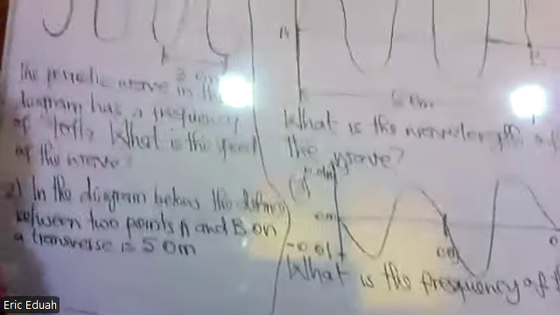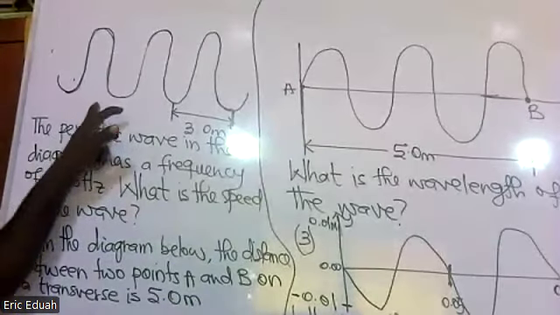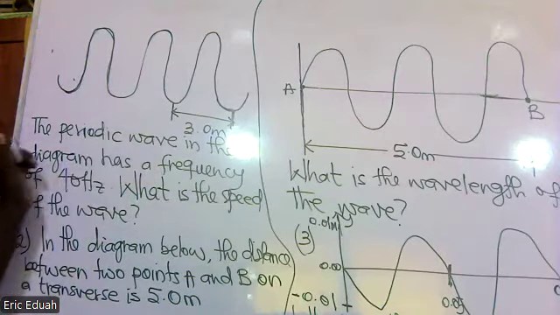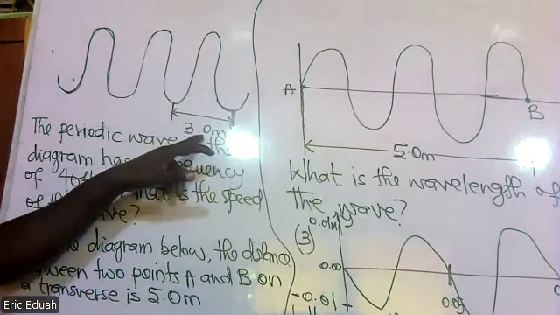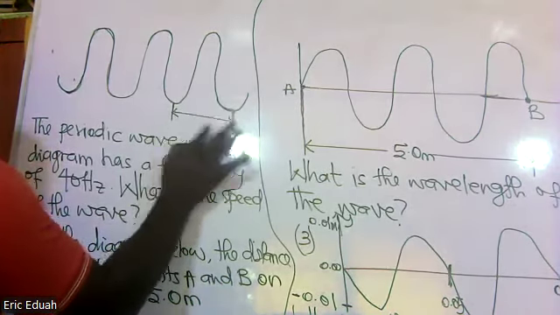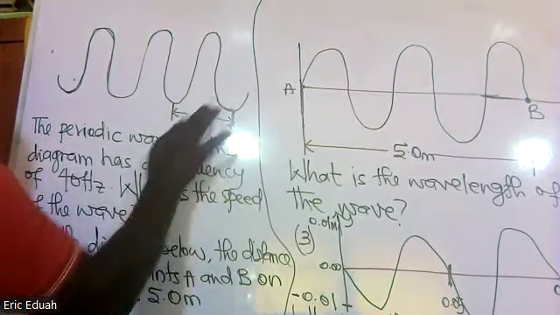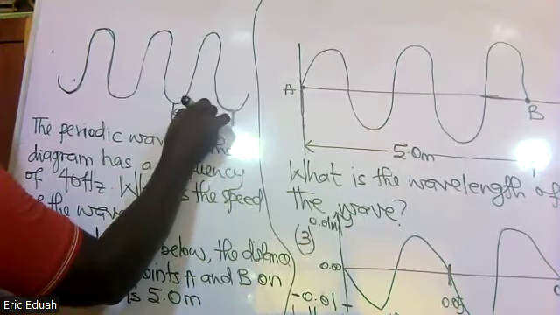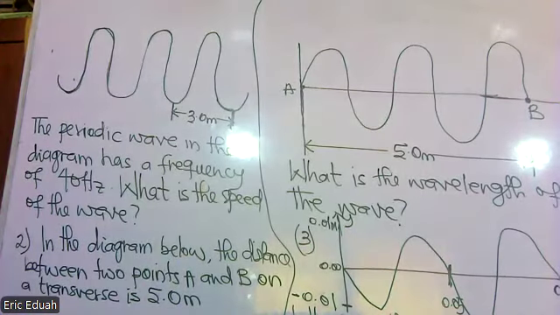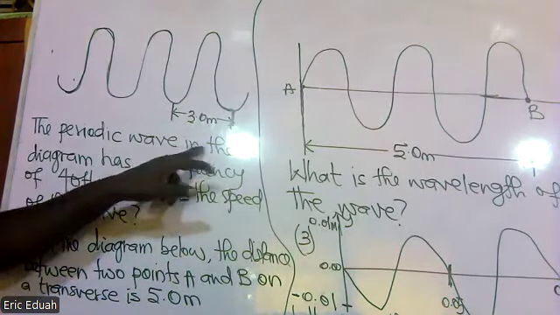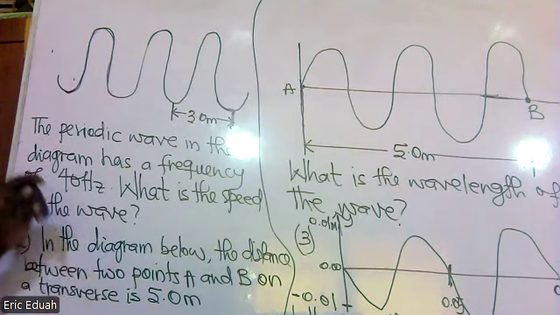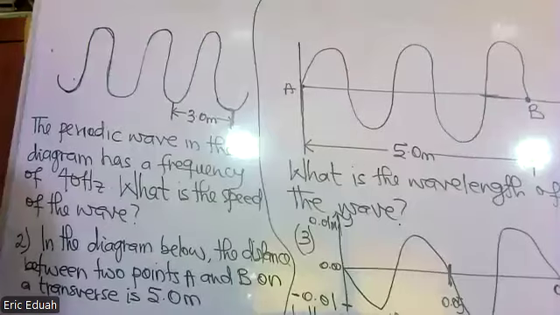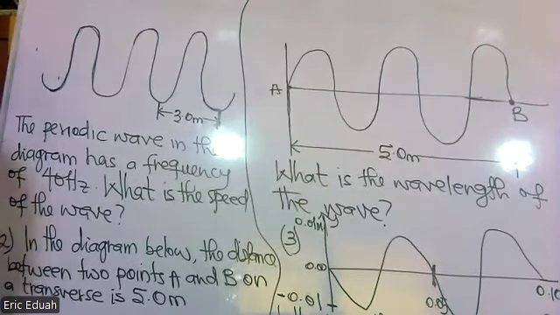The first question is this graph. We have this transverse wave. A section of it is labeled as 3.0 meter. The periodic wave in the diagram has a frequency of 40 hertz. So if the frequency is 40, what is the speed of the wave?